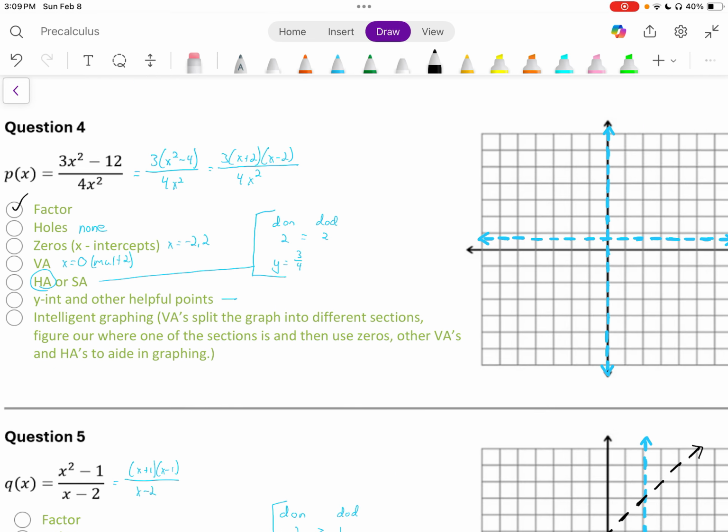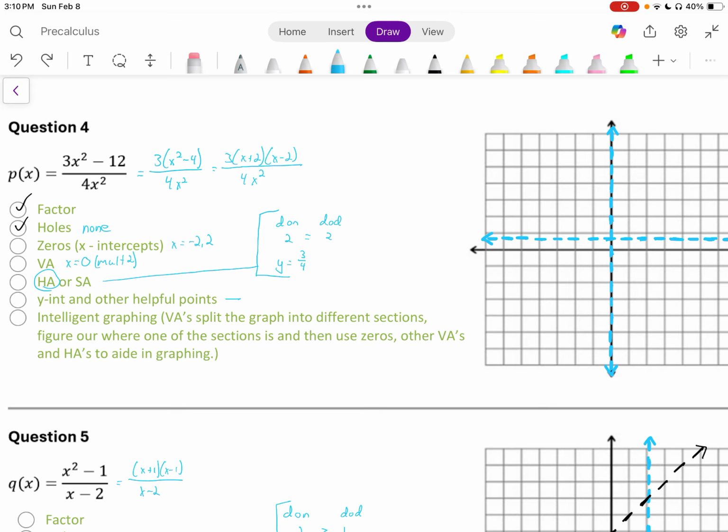we look for holes. Holes are where factors cancel. Well, no factors cancel, so there's no holes. Zeros are values of x that make the numerator equal to 0. So we see if x was negative 2 or x was positive 2, that would give us our zeros. Let's go ahead and put those points on the graph. Both of those are just multiplicity 1, which is odd, so it's going to cross through here. So we'll put a point at negative 2 and a point at positive 2.